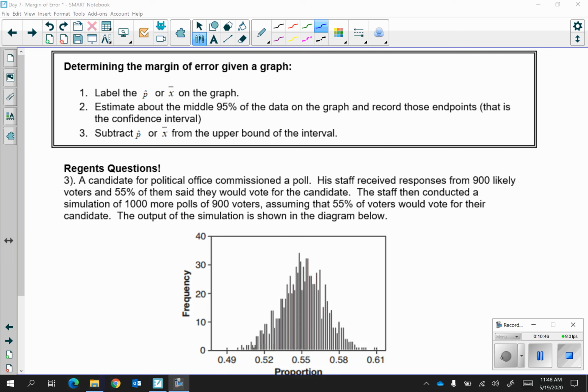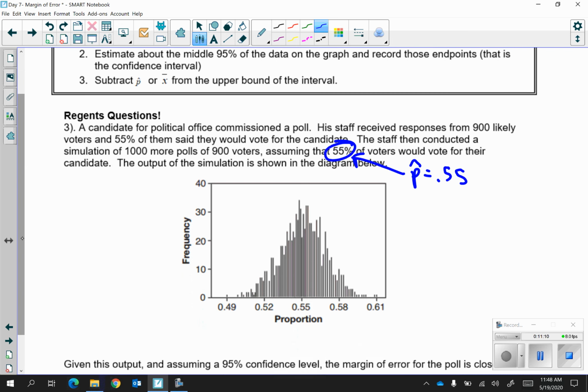The staff then conducted a simulation of 1,000 more polls of 900 voters, assuming that 55% of the voters would vote for the candidate. So this whole thing is being based around 55%, which means your p hat is going to be 0.55. We're turning the percentage into a decimal. So I'm going to go to my graph, and I'm going to label 0.55 as my p hat.